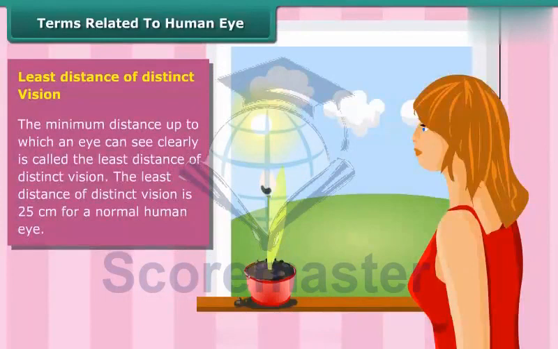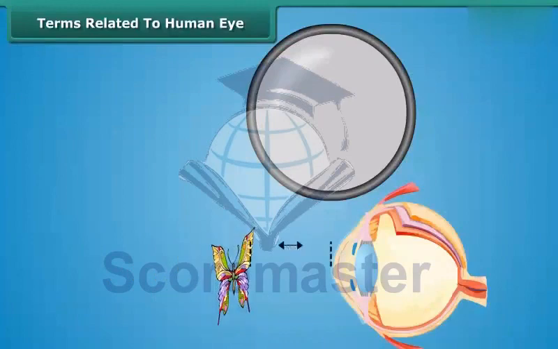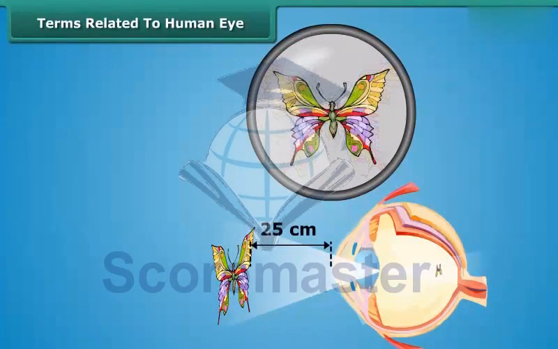Least distance of distinct vision. The minimum distance up to which an eye can see clearly is called the least distance of distinct vision. The least distance of distinct vision is 25 centimeter for a normal human eye.